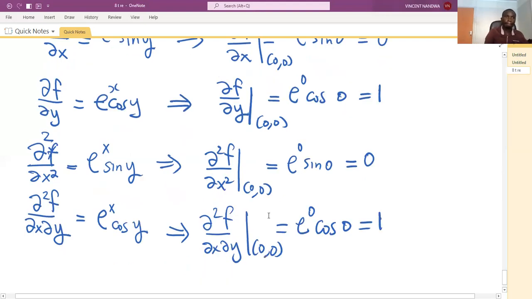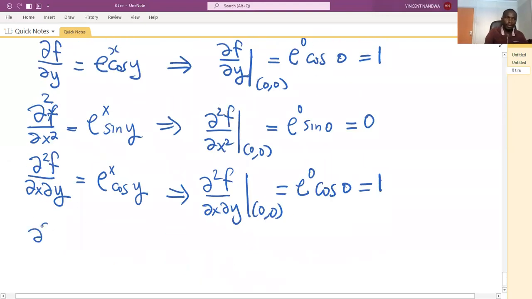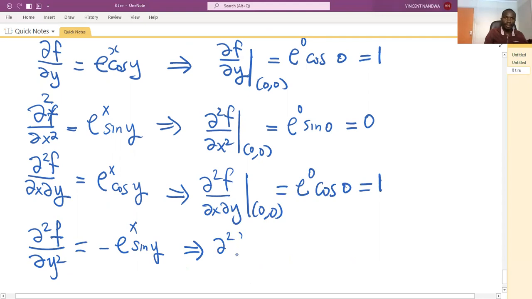And then partial squared f partial y squared. So differentiate this with respect to y, we get minus e raised to the power x sine of y. So it tells us that partial squared f partial y squared at (0, 0) is negative e raised to the power 0 sine of 0. We get 0.